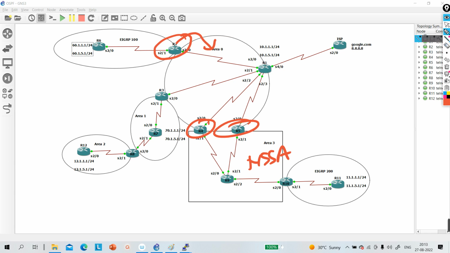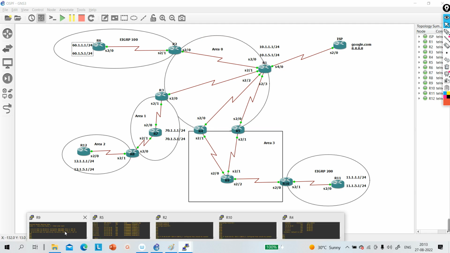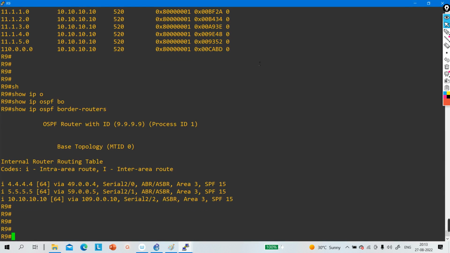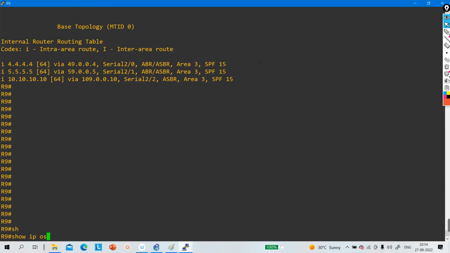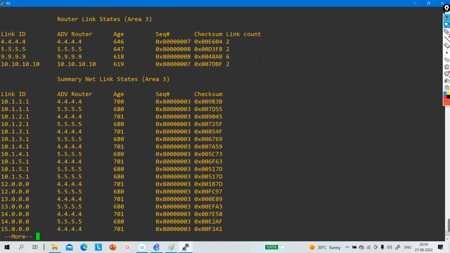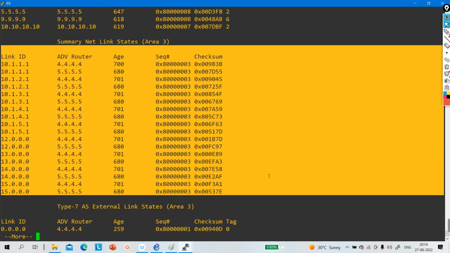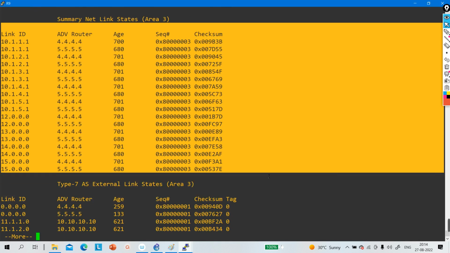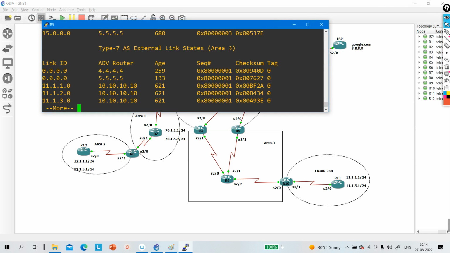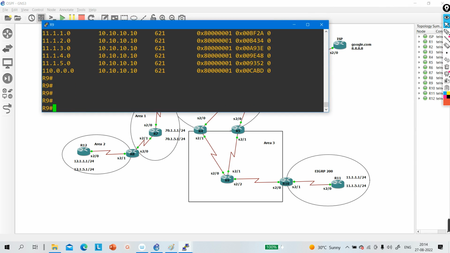Fine guys. So this is all about the NSSA area. But here you can see in the database of router 9 there are too many LSA 3. So IP OSPF database, there are too many LSA 3. Suppose there are 1000 or 2000 prefixes in area 0. The ABR routers will generate 4000 because there are 2 ABRs. So each ABR router will generate 2000 LSA 3. If you want to filter LSA 3 as well, you can configure area 3 as a totally NSSA area.